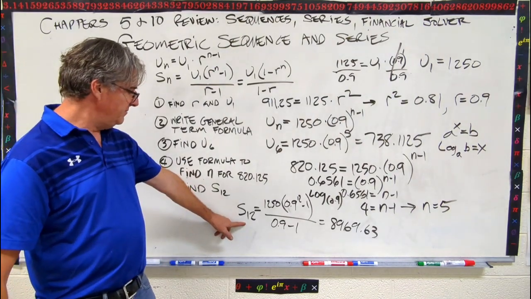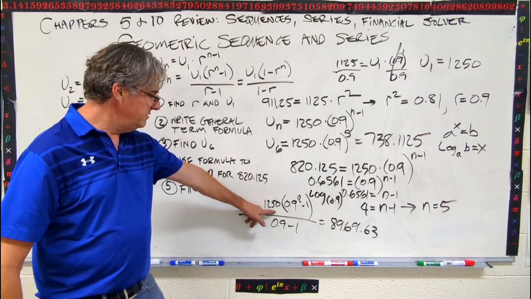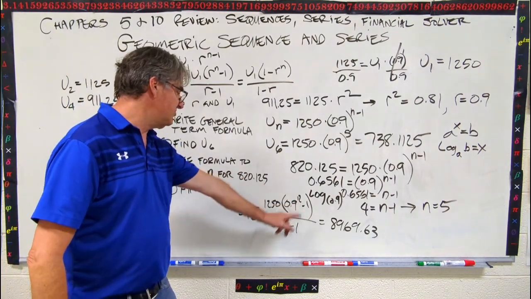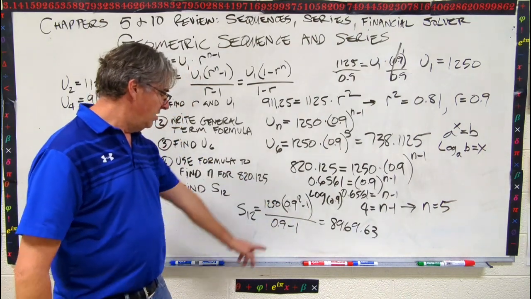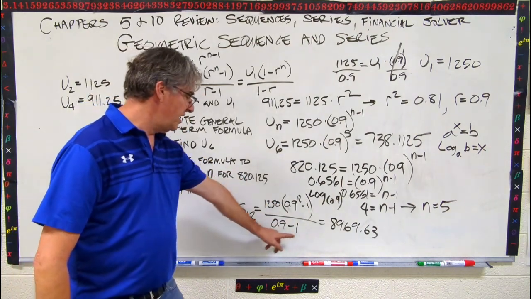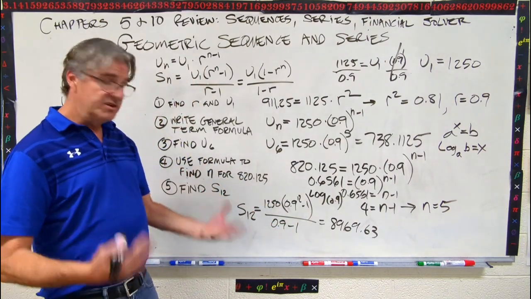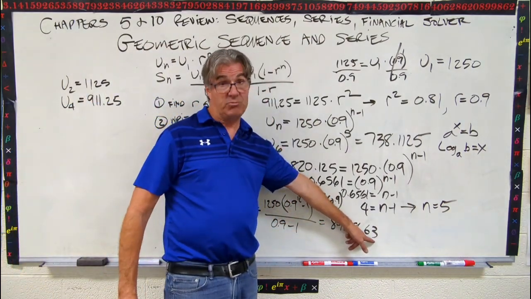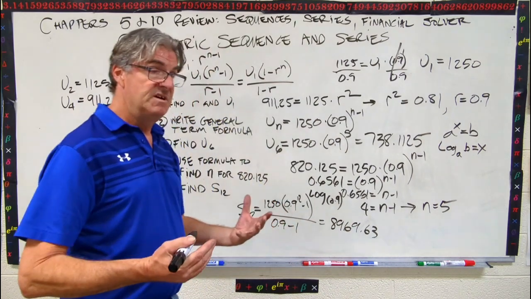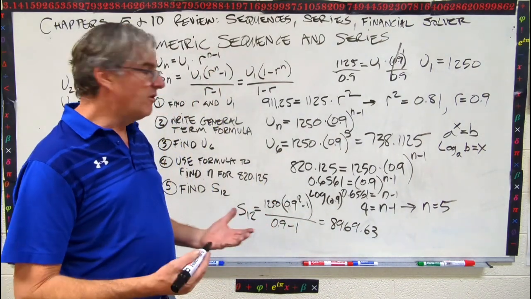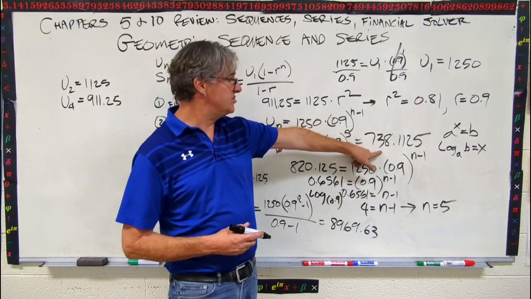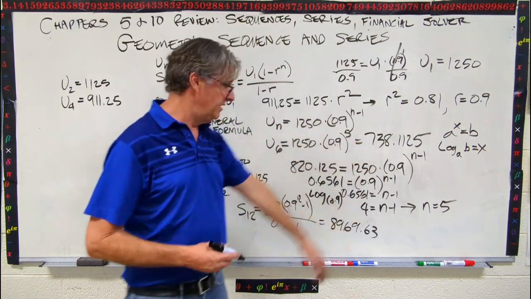I did my plug-in step. S12 is going to be U1 times parentheses around r to the n, so that's 0.9 to the 12, minus 1, over r minus 1, so 0.9 minus 1. Crunch that on your calculator, and what I get is 8969.63. That is rounded, but that's a sum. So we can round a sum, and we're not throwing away anything. This one we couldn't round because that's exactly what that term is, so we need all those decimals.